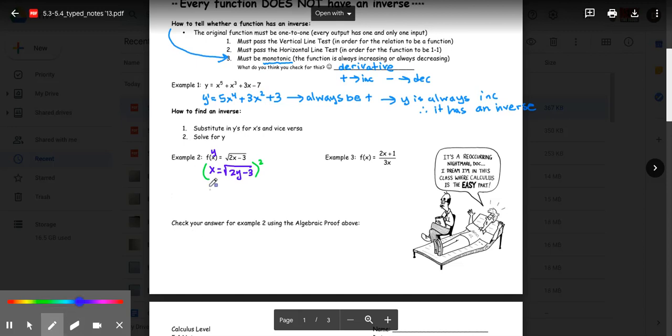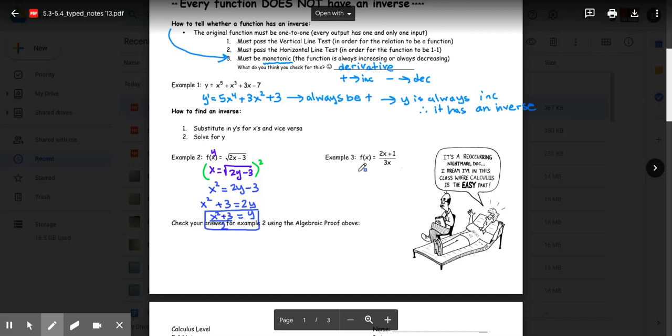So then what you get is x squared equals 2y minus 3. And then we're going to add 3 to both sides. So x squared plus 3 equals 2y. And then we're going to divide everything by 2. So we get y equals (x squared plus 3) divided by 2. So this is the inverse of the original function f of x.